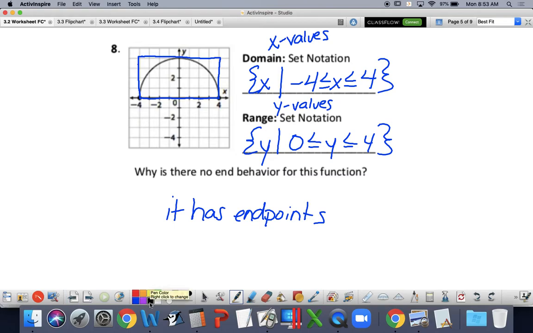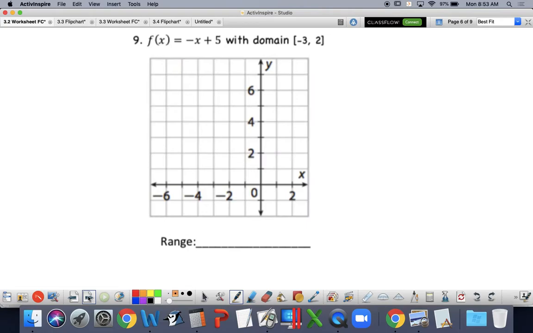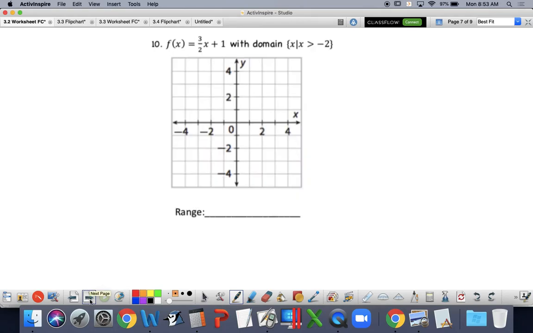All right, looking at 9 or 10, which one? 10 looks harder. All right, let's do it. I kind of get confused on both of those. That's okay. These are tricky questions.